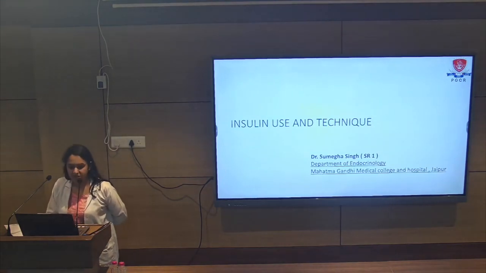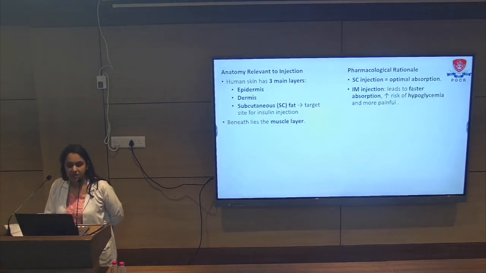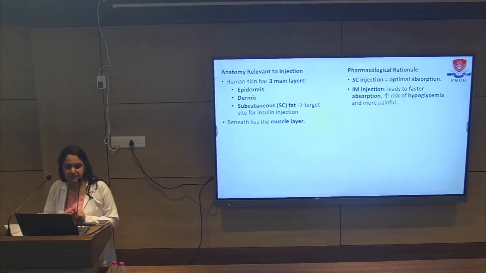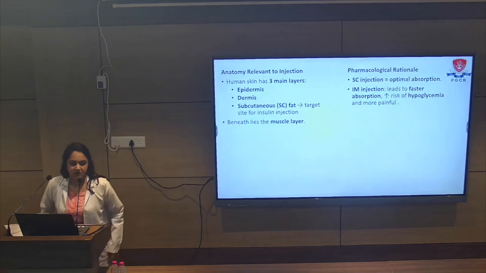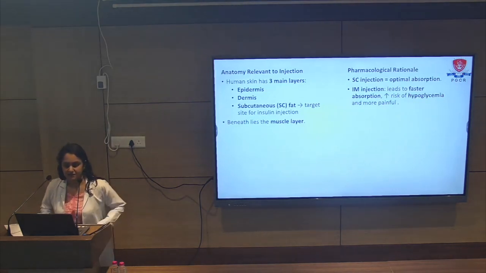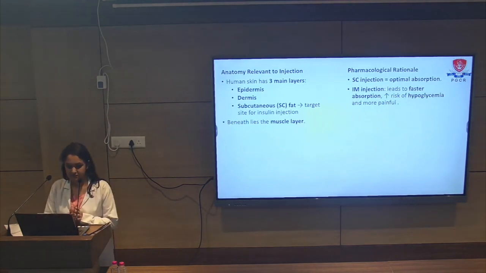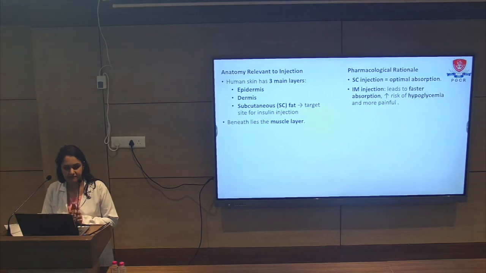So, now insulin use and technique. Now, we just included this segment because it's a very genuine issue, and everyone, whichever branch they belong to, is having diabetic patients. Most of them are getting shifted on insulin, and many times it is possible that the staff is not trained because of whatever reason.